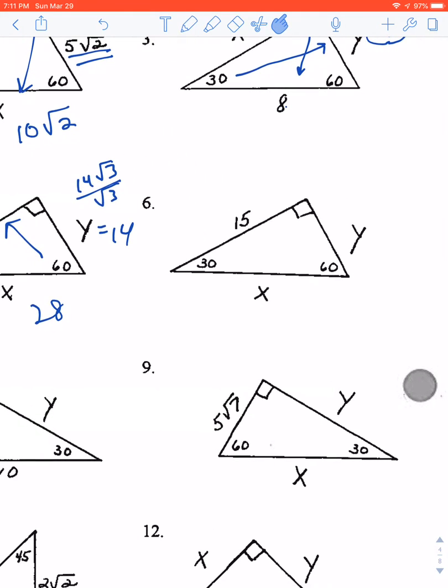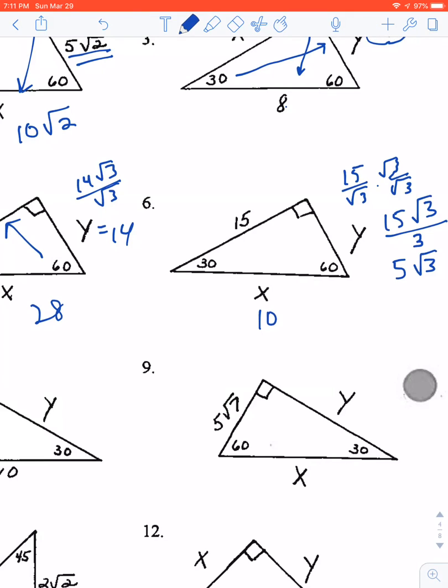In number 6, now I'm given that long leg again, and to get the short leg I have to divide by root 3, but I'm going to have a little bit more work on this one. I'm going to have to rationalize by multiplying by root 3 over root 3, and then simplify to get 5 root 3. And then double that, 5 root 3 times 2 will be 10 root 3 to get the hypotenuse.